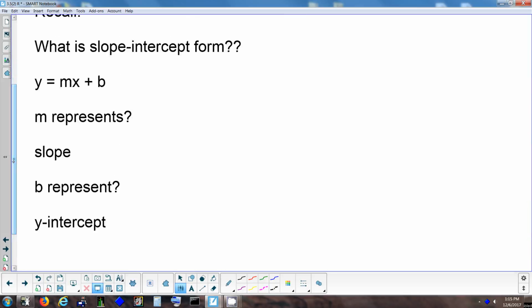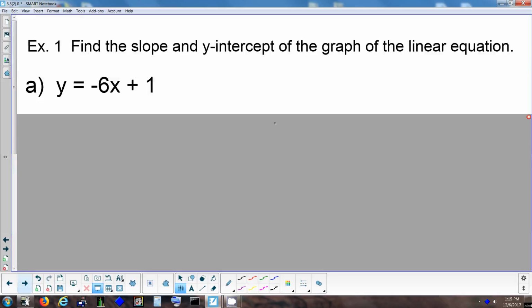So guys, on your notes, where it says slope-intercept form is a line below it, write the formula: y equals mx plus b. Where it says m equals, write slope. Where it says b equals, write y-intercept.